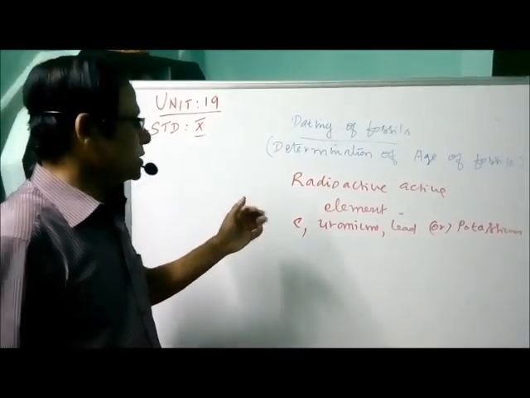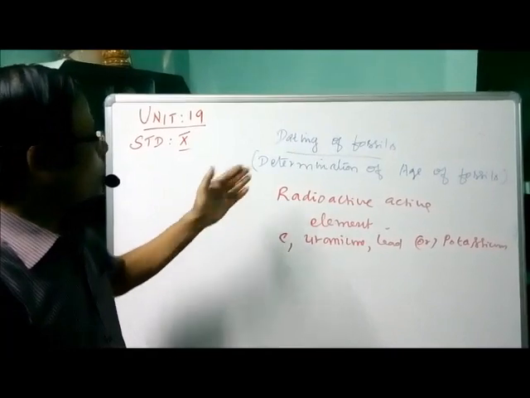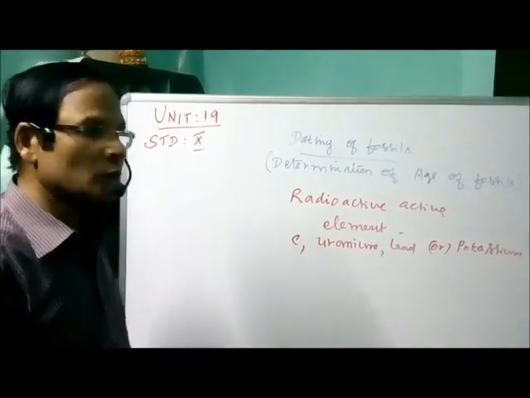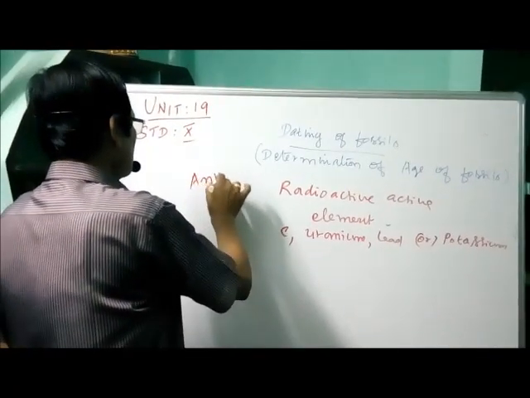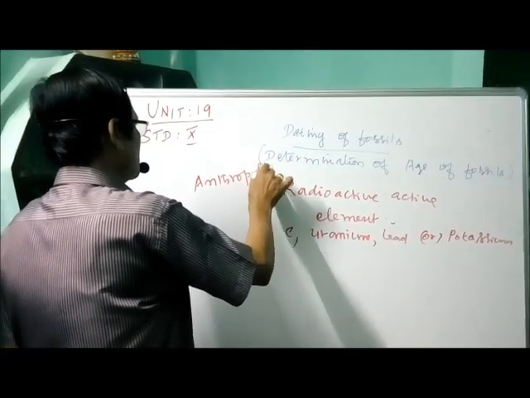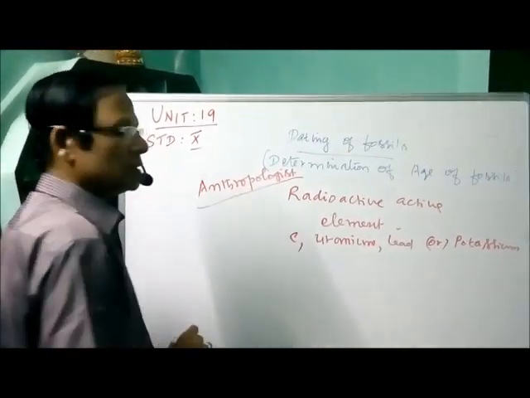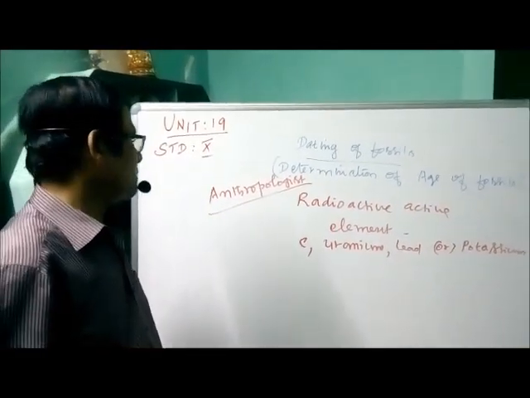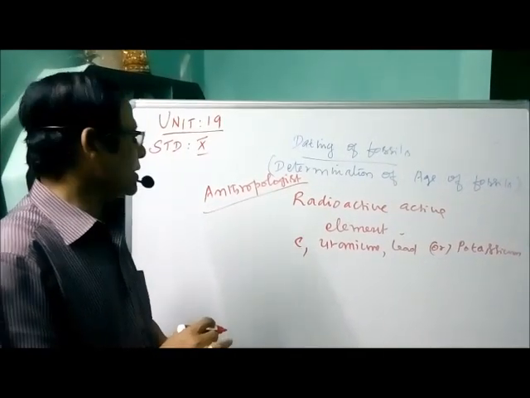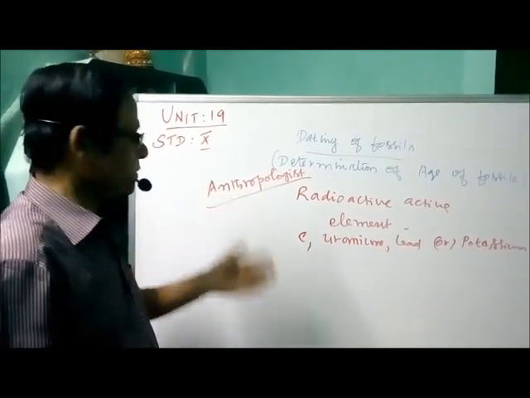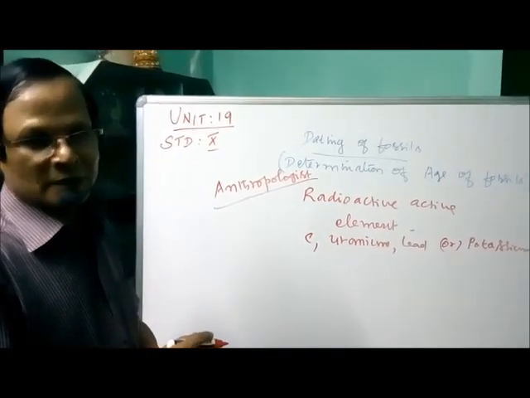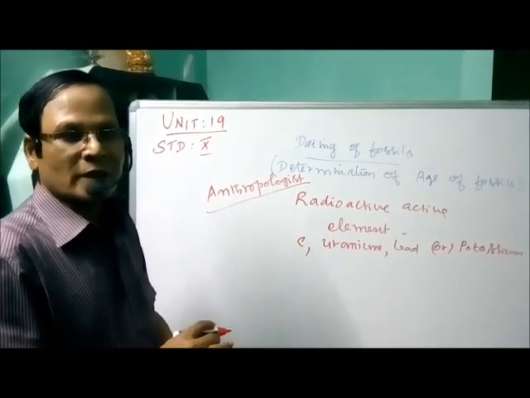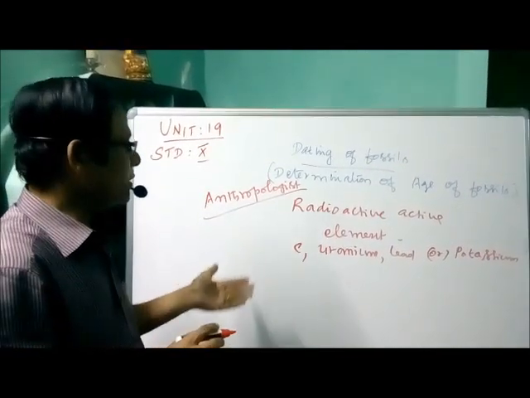Now, what is the use of dating of fossils? It is used by paleontologists and anthropologists. Anthropology is the study of humans. Anthropologists are those who study humans, that is, evolution and other things. So it is used by paleontologists and also anthropologists to determine the age of humans and their manuscripts. They use what we call the radioactive method to calculate the age of humans and their manuscripts.